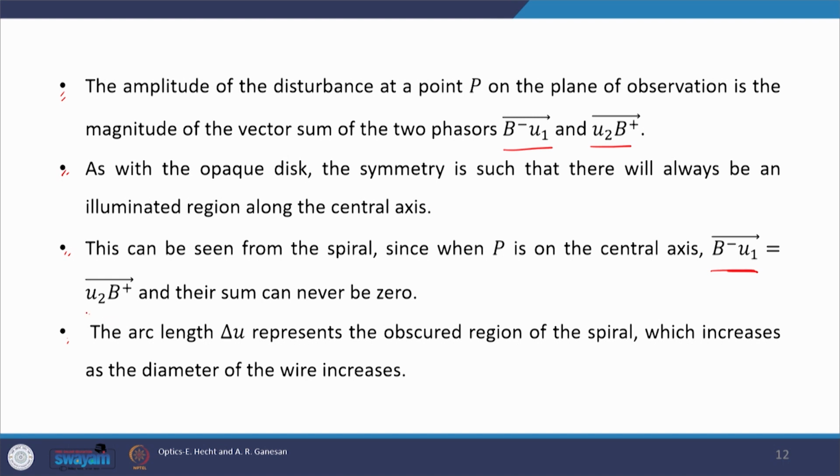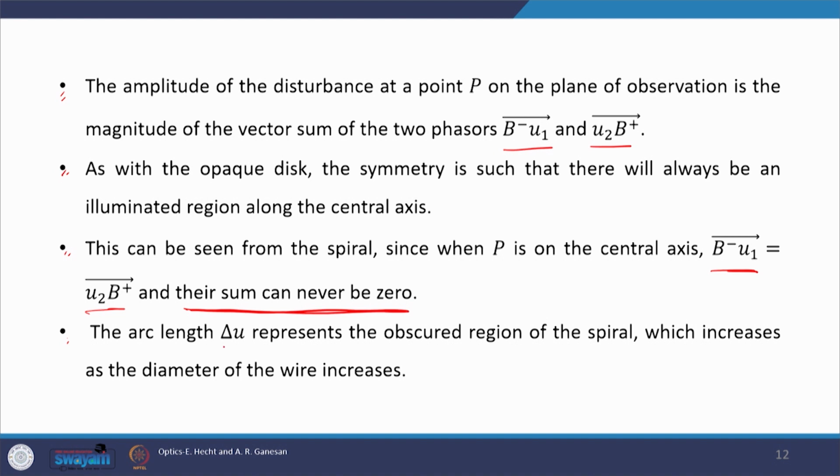Here we will always get some light, some irradiance at the central axis, and this is also seen in the case where we covered the source with some opaque disc and observed irradiance along the axis, and there too the irradiance was not 0. And this can be seen from the spiral, since when P is on the central axis, the b minus u1 arc is equal to u2 b plus, and their sum can never be 0, and therefore, we will always see some non-zero irradiance along an axis which is passing through point of observation P and starting at origin O.